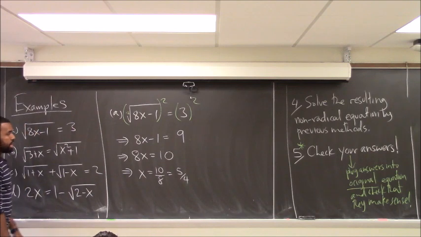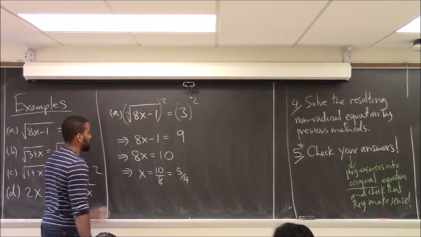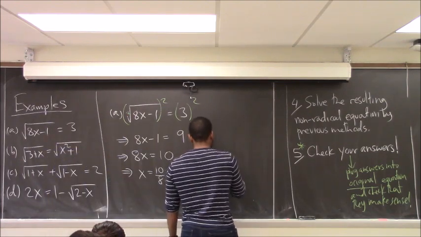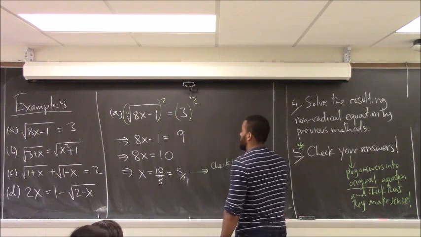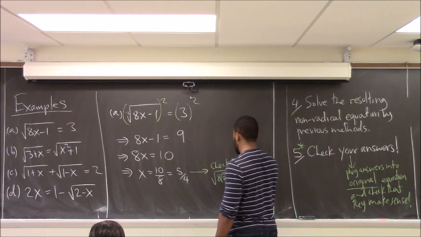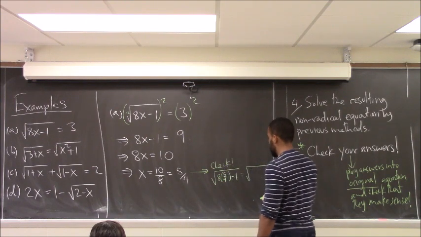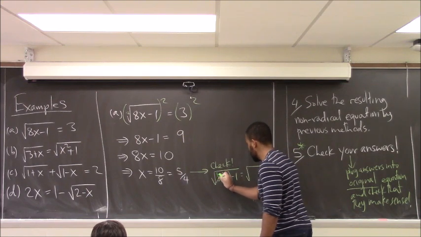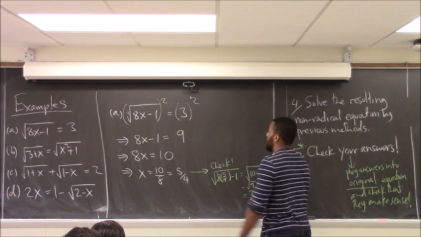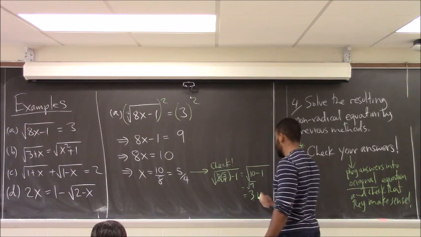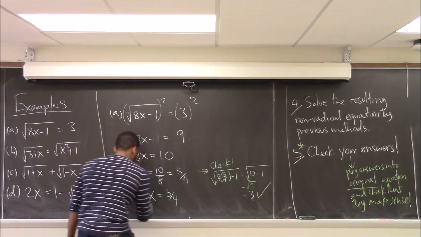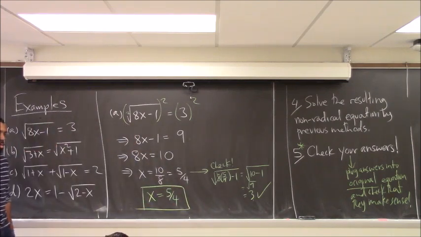Now before I box that answer, I am going to check it. It's very important, because when I square, I could turn negatives into positives and so on and so forth. So I'm going to check. I am going to take the radical of 8 times 5 over 4 minus 1. This is the radical of, this will cancel into that 2 times 10 minus 1. This is radical of 9, which is 3. And the original equation, the other side was 3. So that checks out. And yeah, that's my answer. X equals 5 over 4. Solves this equation.